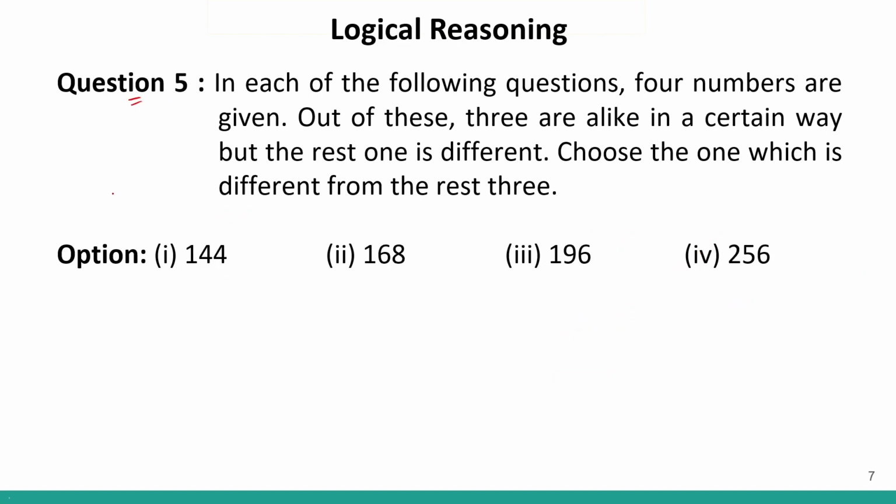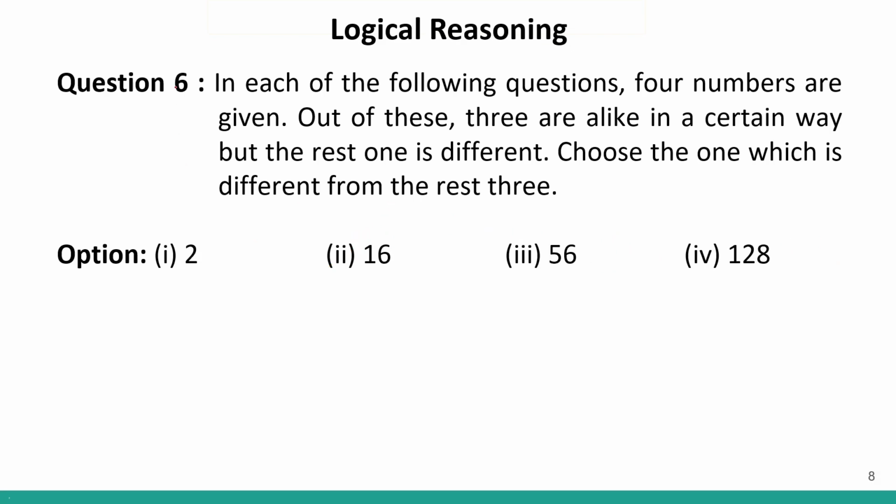Question number 5. So, 4 options, they are alike in a certain way and we have to find out the different one. So, over here, I can see 144 is 12 square. Similarly, 196 is how much square? 14 square. And 256 is 16 square. Correct? Only 168 is a number which is not a perfect square. Hence, option number 2 will be the odd one out. Okay?